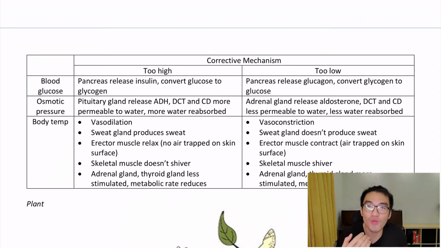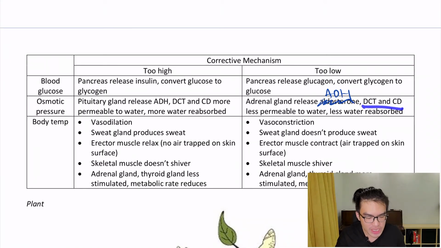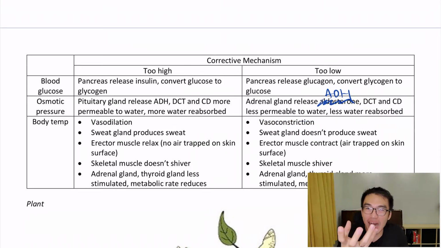When you drink a lot of water, your thirst is low. That means too low. So your adrenal gland, they will release, kindly change something here. This would be your ADH, my mistake here. Let's not talk about aldosterone. Aldosterone is a reabsorbed salt. I'm trying to keep this problem simple here. So your DCT and CD is less permeable to water, less water is reabsorbed, making your urine high in volume and very pale and white.